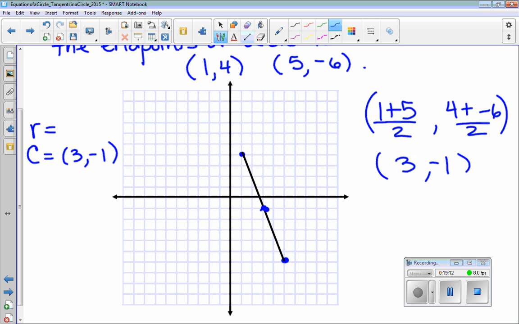Great. How do I find the radius? Say it louder, Julian. Distance formula. I need to find the distance from the center to the endpoint. I need to find that length. Wouldn't you agree? Okay. So we need to figure that out. So we have the point 3, -1 here, and we have the point 1, 4. Let's find the distance. That will be the radius of my circle.